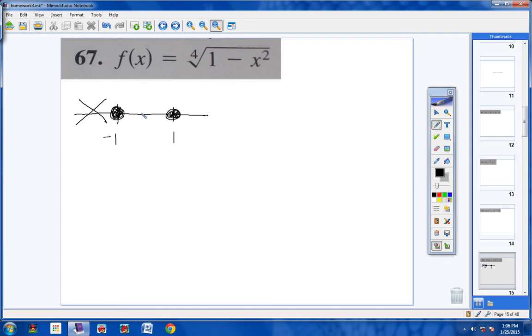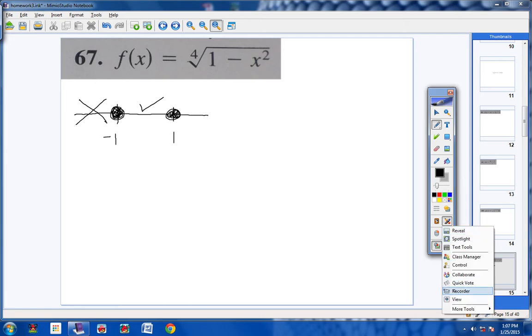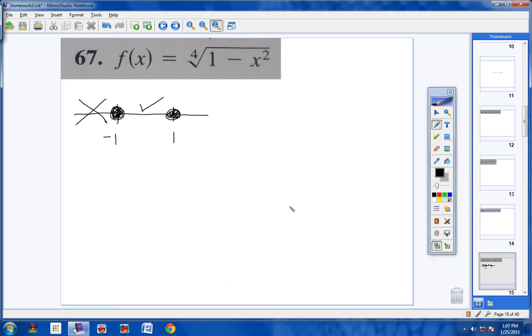Now let's test 0, because 0 falls right in the middle of this region here. 0 is a really easy number to use. So here we go. 1 minus 0 squared. 0 squared is 0. 1 minus 0 is 1. So this region checks. Alright. Now, let's check a number over here in this region. And so we're going to use 2. Alright. So here we go. 1 minus positive 2 squared. Positive 2 squared would be 4. So 1 minus 4 is negative 3. This region does not work.